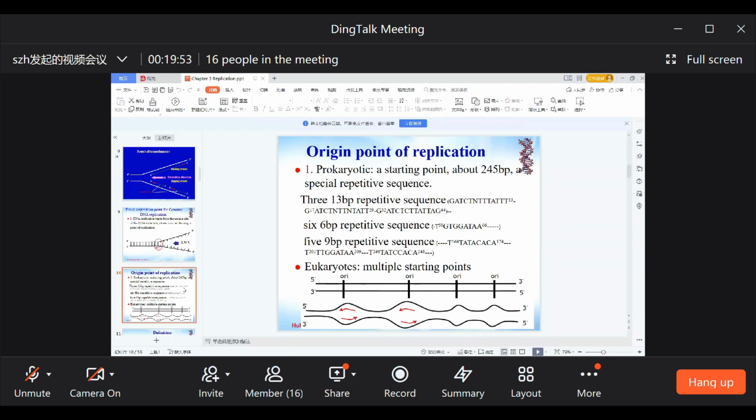In this PPT, I emphasize for my students that for the eukaryotic organisms, every DNA molecule contains stable origin sites, stable starting points, different from the prokaryotic organisms. For the prokaryotic organisms, every molecule has only one origin point.